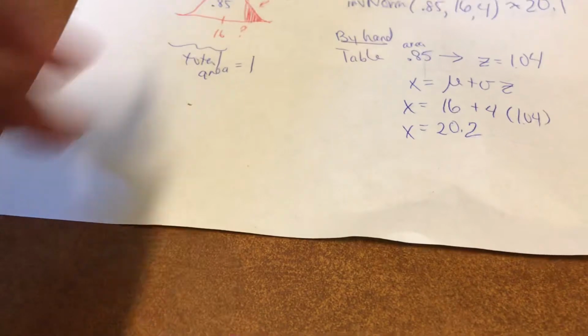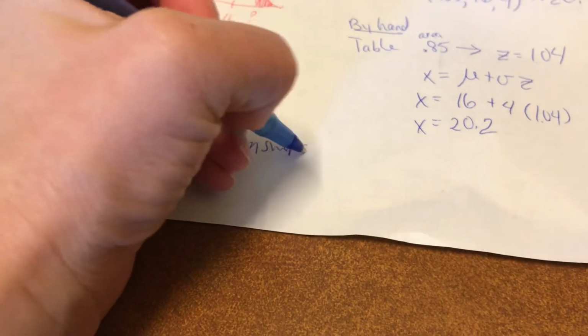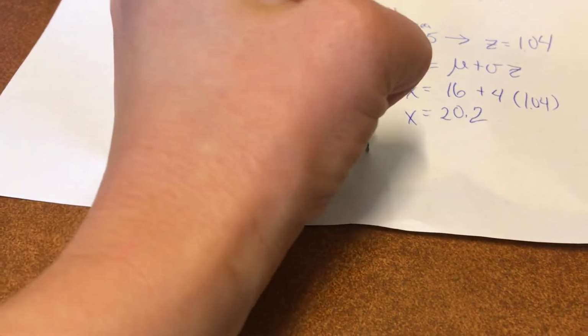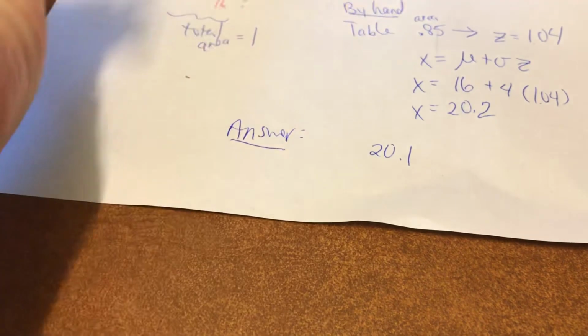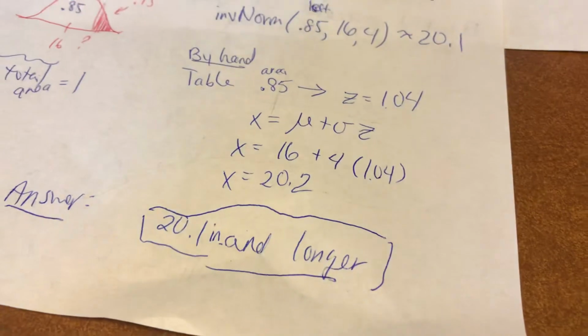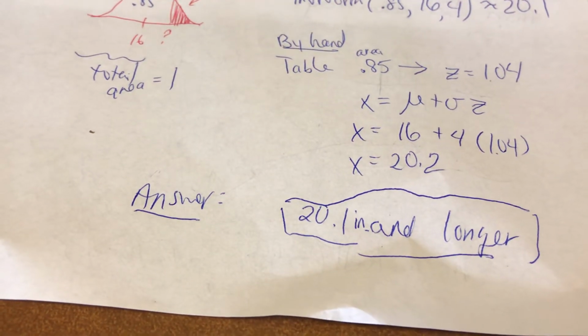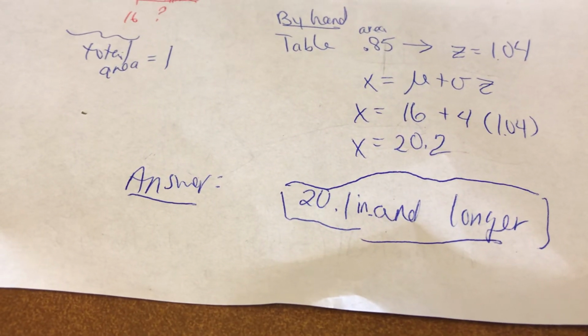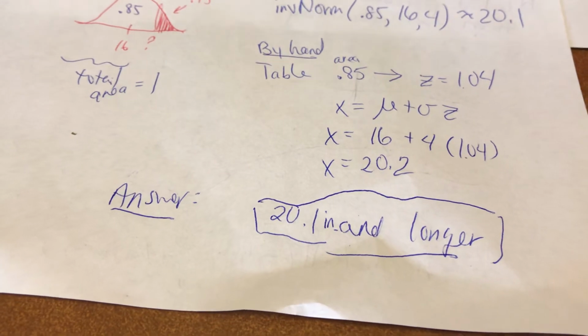But either way, our final answer is the longest 15% of fish are 20.1 or 20.2, whichever one we want to use, that's fine. And inches, don't forget your units. And longer or longer, I don't care if it's 'and' or 'or', what I care is you say 20.1 inches, maybe 20.2 inches, and then you include, but there's more, and longer. That is our final answer.